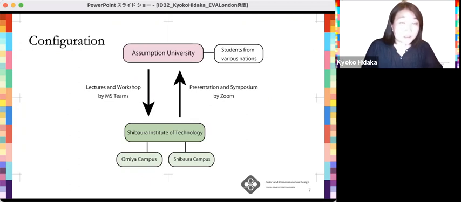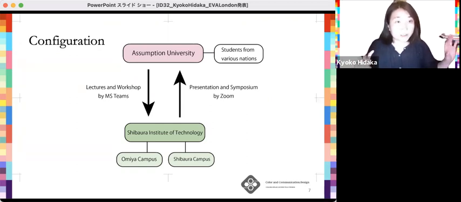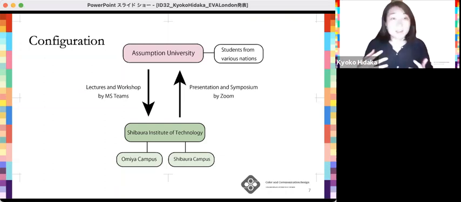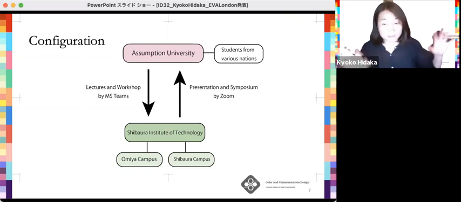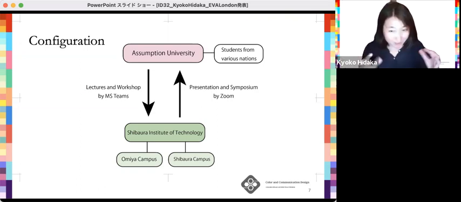On the Tokyo side, we held a symposium by Zoom. At the Shibaura Institute of Technology, we have two campuses. One is in Omiya, on the outskirts of Tokyo, and the other is the Shibaura campus, where my lab is, in central Tokyo. Due to COVID-19, we had to have remote classes on both campuses in Japan.